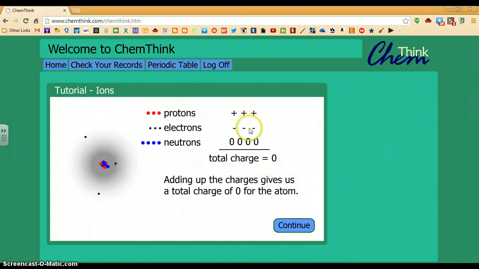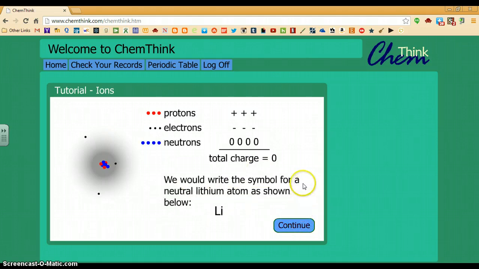But if you look at this, you see how each one has an opposite? They cancel each other out. Therefore, this lithium atom has a neutral charge, or a total charge of 0. So it's just lithium.